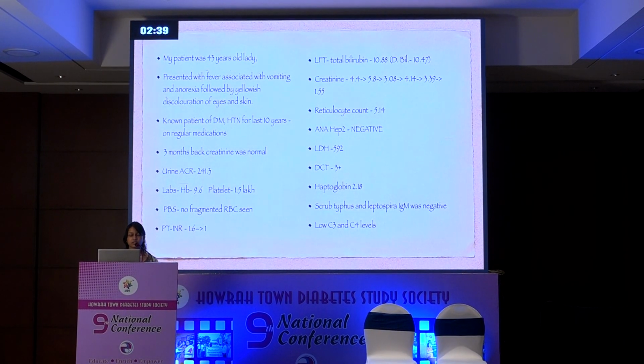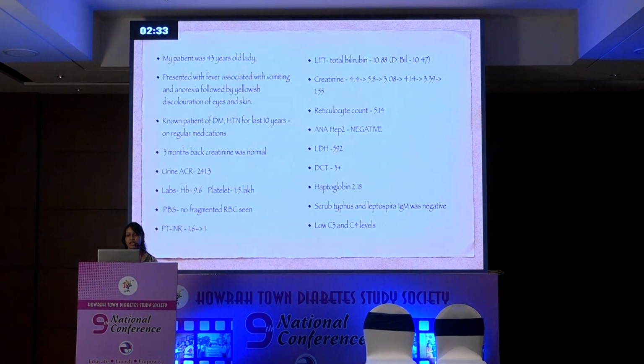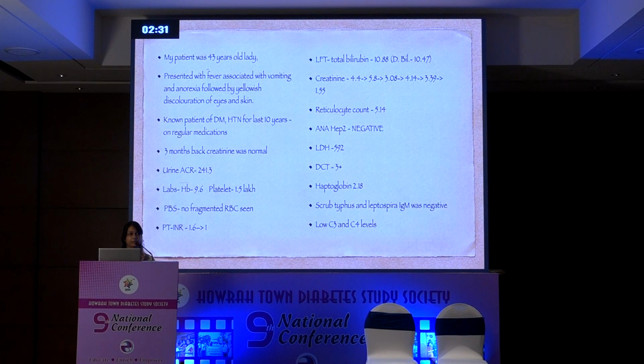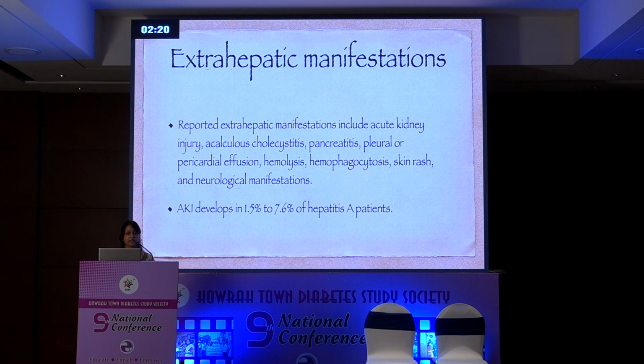The ANA HEp-2 was negative, and we ruled out lupus nephritis. The complements were low, and in the rare instances of hepatitis A, there can be immune complex injuries to the kidney, which lead to hypocomplementemia and a positive Coombs test. The extrahepatic manifestations in hepatitis A can present as acute kidney injury, acalculous cholecystitis, pancreatitis, pleural or pericardial effusions, hemolysis, skin rash, and other neurological manifestations.